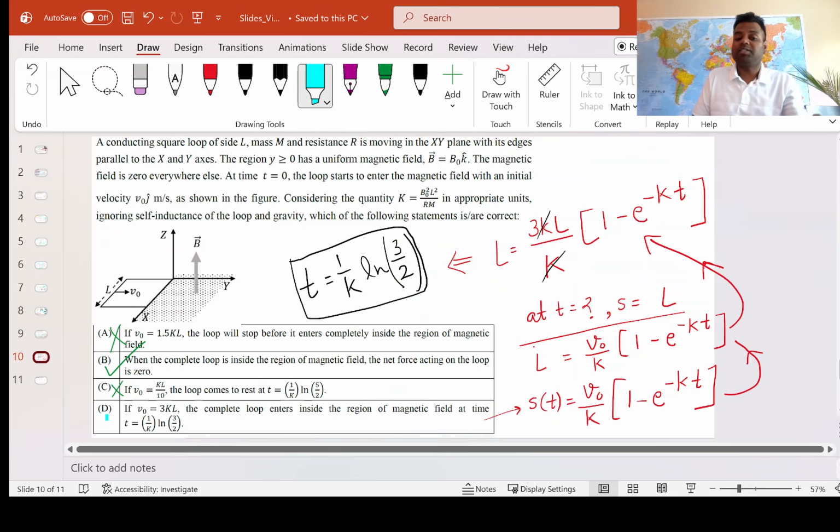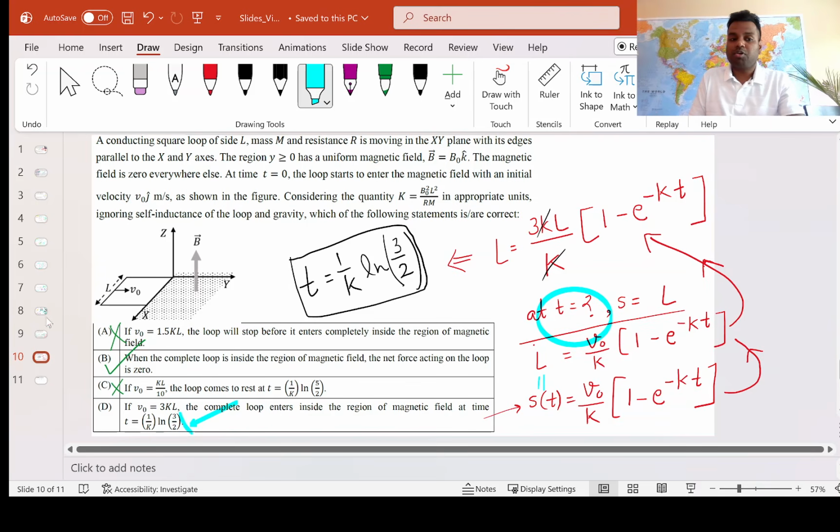And now the last part, D, it says if V naught is this, at what time the loop will enter the field. So you just put S equal to L, and you have to find out what time it is, right? And you do your calculation, you will get T equal to 1 by K logarithmic 3 by 2. So D is also correct.